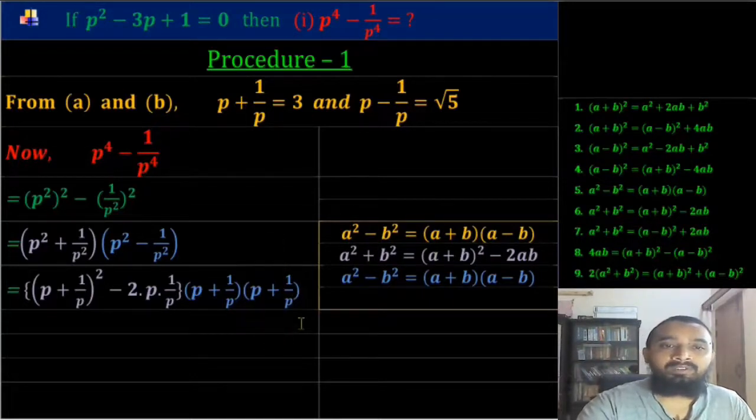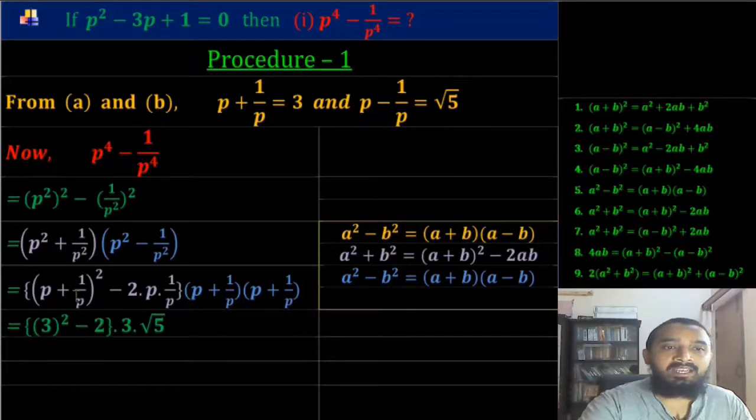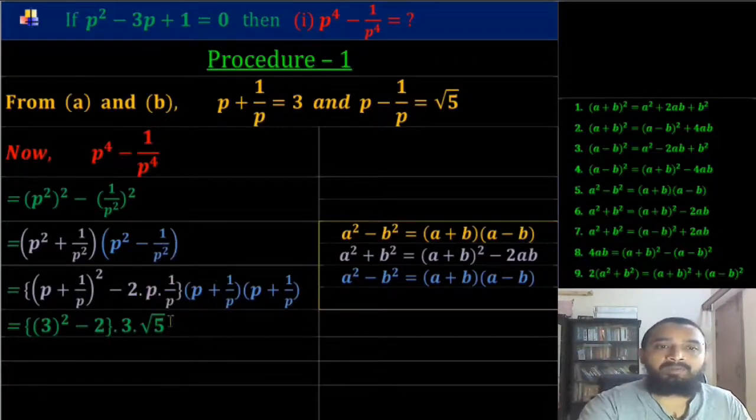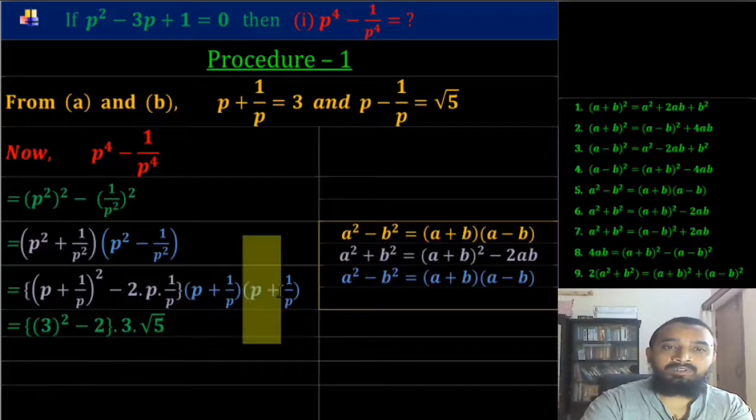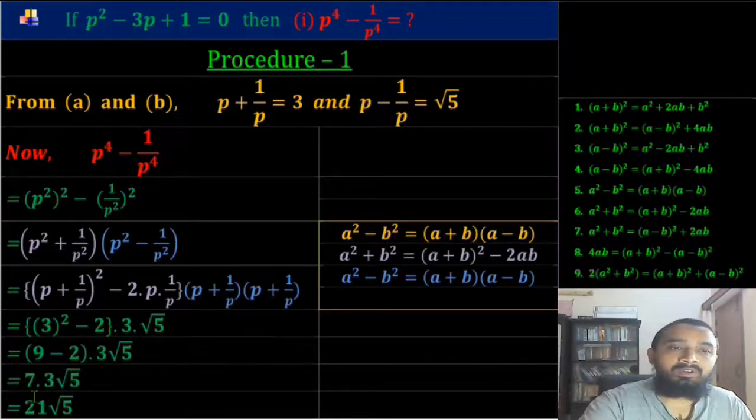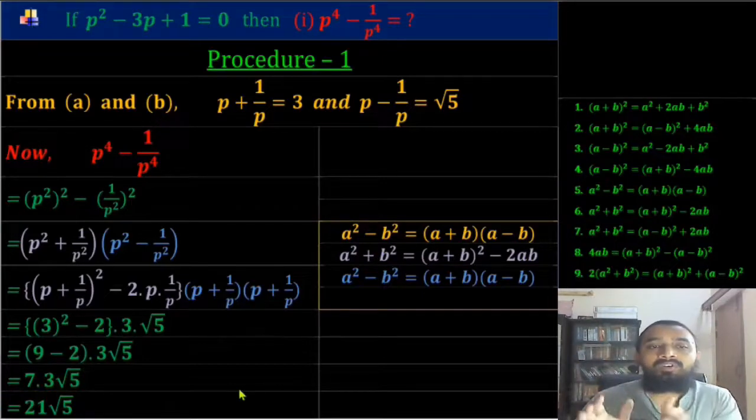So if we put down the values, what are we going to get? As you can see, root over 3 square minus 2 for these two, because p and 1 over p omit each other, and from here p plus 1 over p is equal to 3, and for this portion, since this is p minus 1 over p, this is 3 into root over 5, and 3 square minus 2, which is 9 minus 2, that means 7. So 7 into 3 into root over 5, finally you're going to get 21 root over 5.